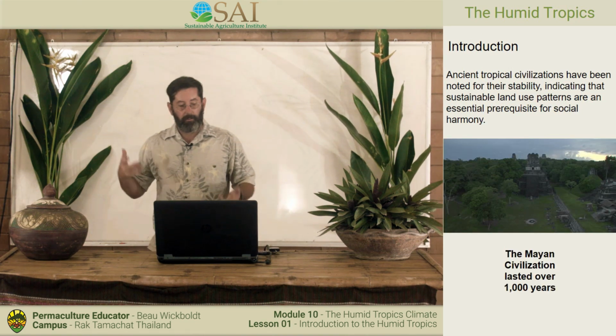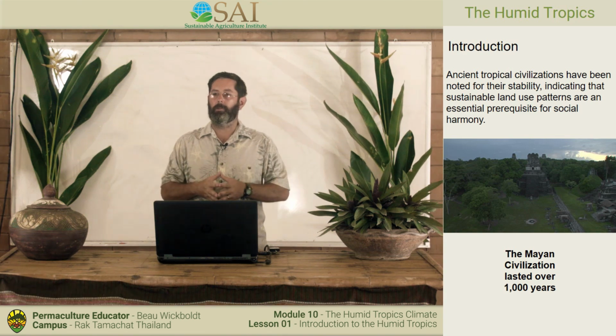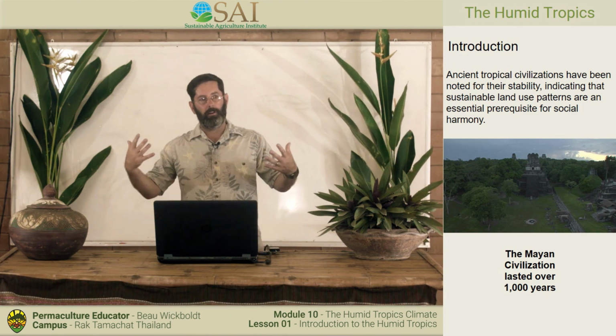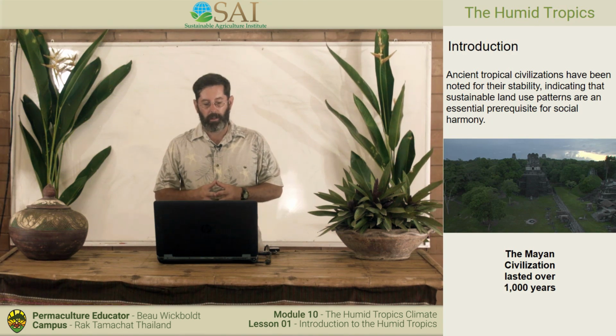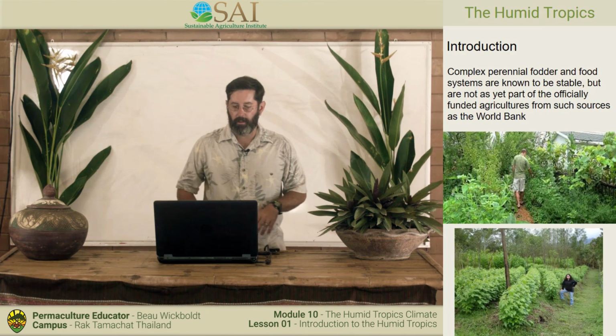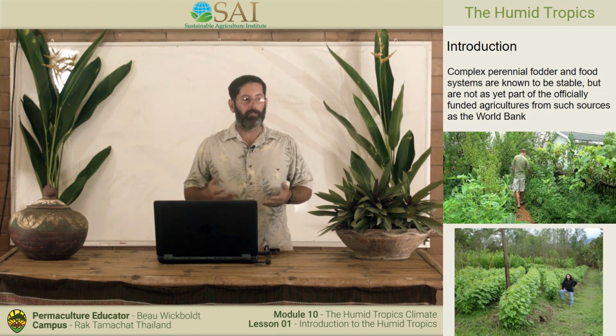And we can look at different ancient civilizations and how they approached tropical situations. How did they have this large number of people where they could grow enough food? This is another aspect that we may want to look at. The Mayan civilization, for instance. What did they do? Well, they had complex perennial fodder and food systems.